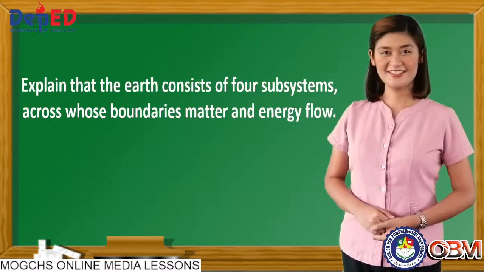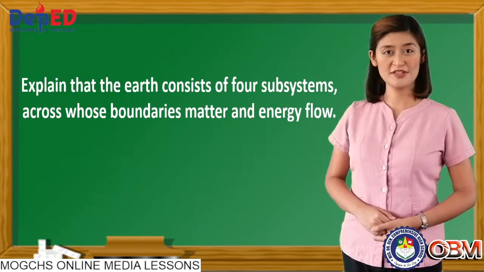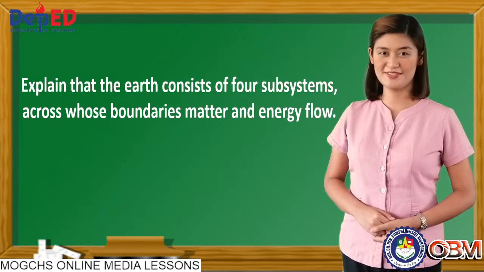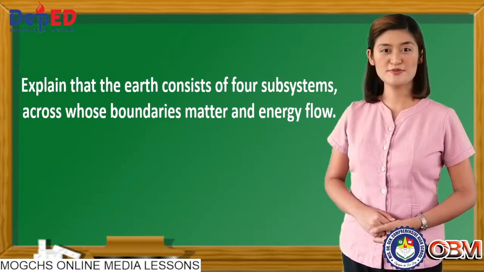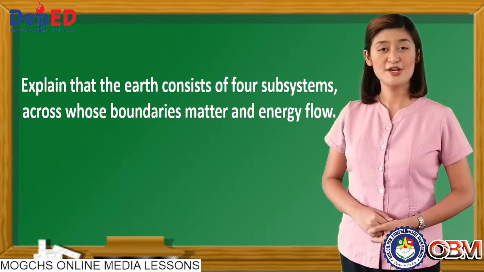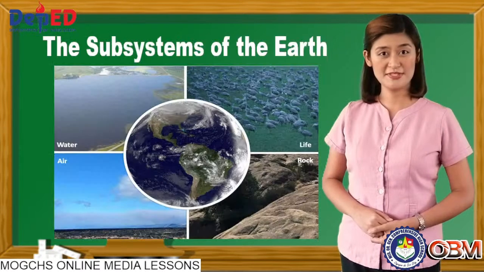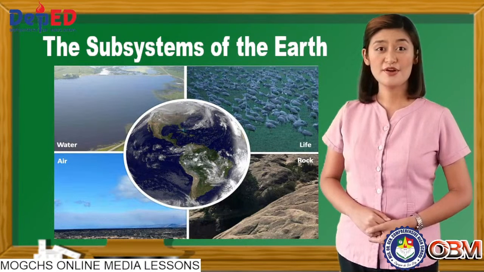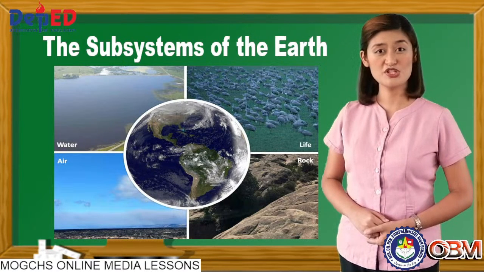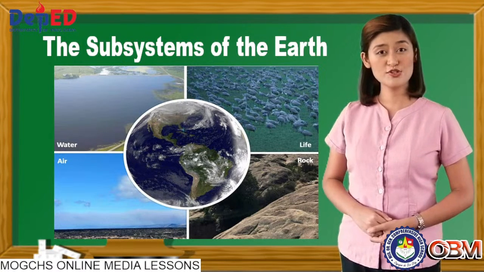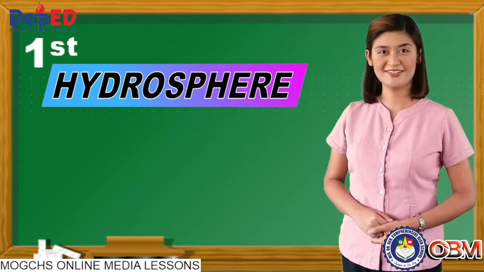In today's lesson, you will explain that the Earth consists of 4 subsystems, across whose boundaries matter and energy flow. You will be studying the subsystems of the Earth. There are 4 subsystems that we shall discuss. The first one is the hydrosphere.